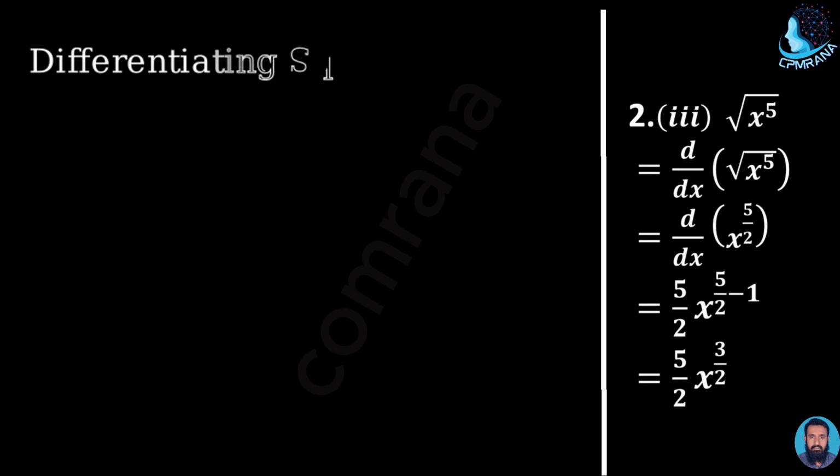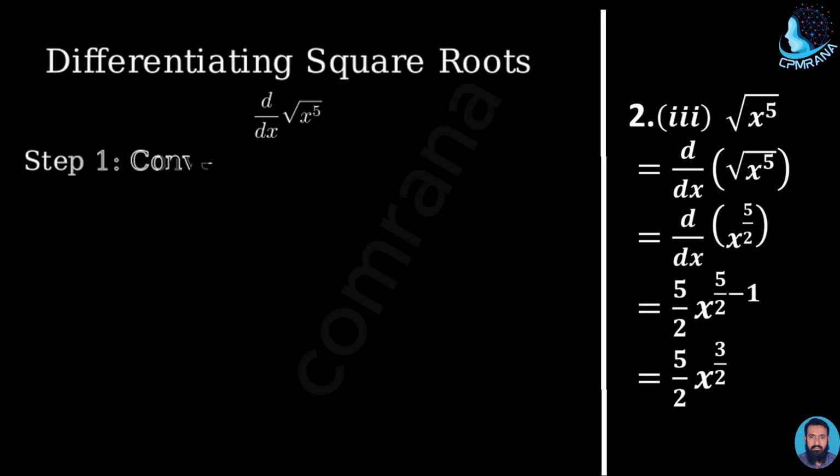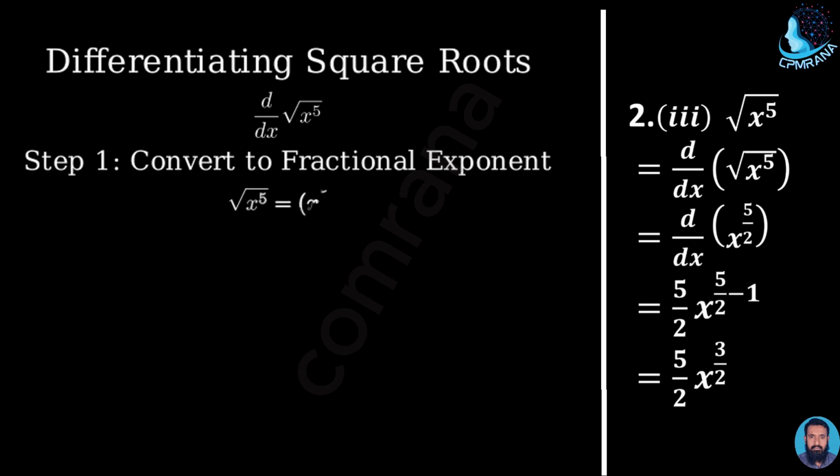Let's solve this differentiation problem step by step. We need to find the derivative of the square root of x to the 5th power. The first step is to rewrite this expression using fractional exponents. Remember, a square root is the same as raising something to the 1/2 power. So the square root of x to the 5th power can be written as x raised to 5/2.